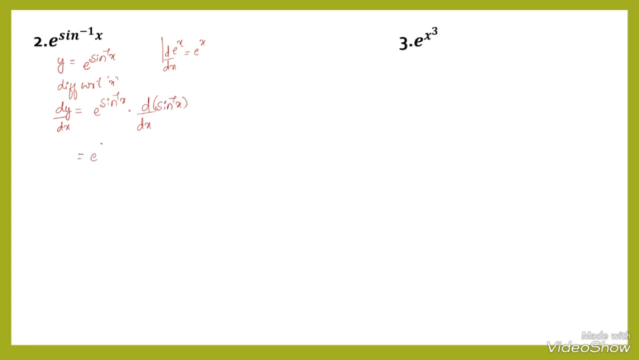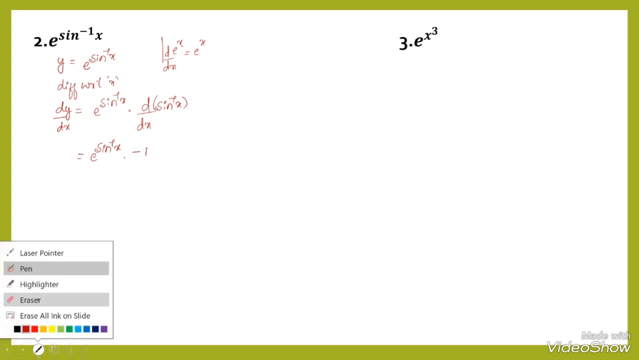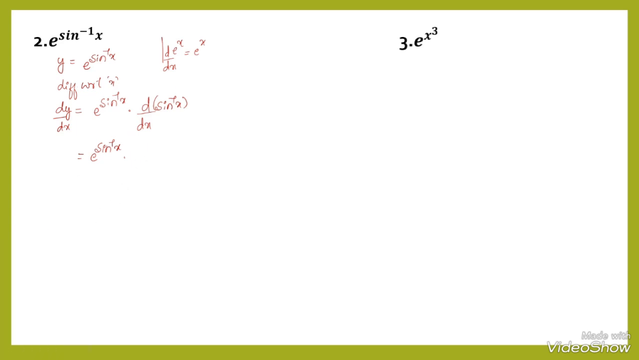Now e to the power sine inverse of x, again differentiation of sine inverse of x will be 1 divided by root of 1 minus x square. Okay, this is the solution of the given problem. dy by dx is equal to e to the power sine inverse of x divided by root of 1 minus x square. This is the solution of the given problem.